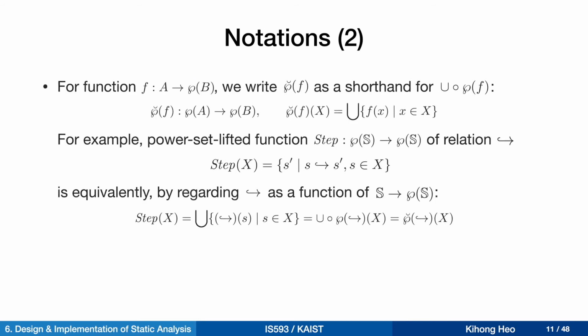Next, suppose we have a function with this type. Then we will use this notation as a shorthand for this one. What does that mean? That means for each element x in the input set, we apply this function f to x. Then what is the outcome of this f? That will be a set of elements of B. And then finally we merge all the sets by union to make a big set. That is the definition of this expression.